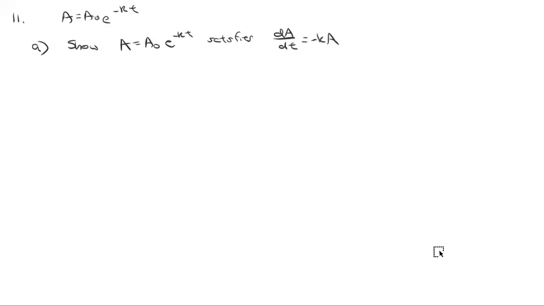So this is a decay question. The amount A in grams of carbon-14 isotope, so it's radioactive decay, in a dead tree trunk after T years is given by A equals A0 e to the negative kt, where A0 and k are positive constants. Now, part A says, show that A satisfies this equation. So basically, they're saying, show A equals A0 e to the negative kt satisfies dA/dt equals negative kA. Do you understand how you would do this?